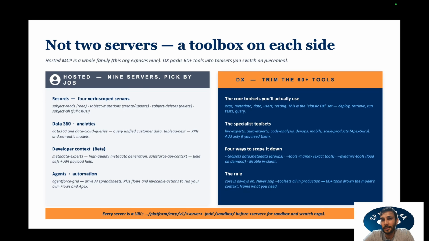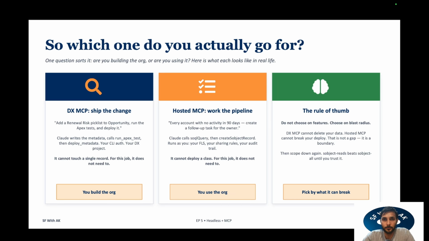The rule underneath all of this is the same one from the last slide. The core toolset is always on. You can't turn it off. And you should never ship toolsets all to anyone real. 60 tools in the context window makes the model slower. Give it the smallest set that does the job. How do you actually choose? One question.